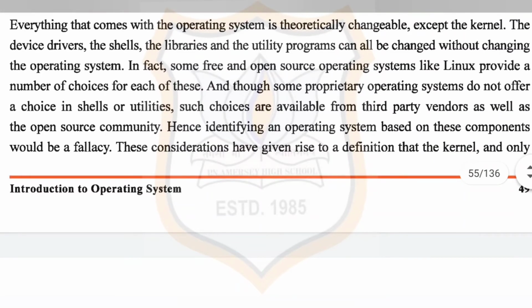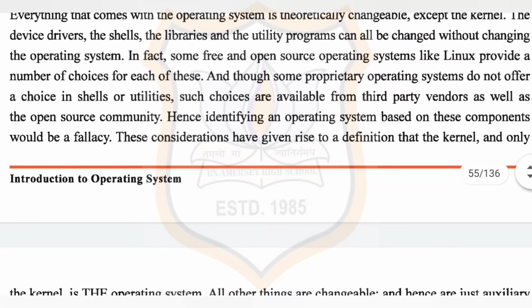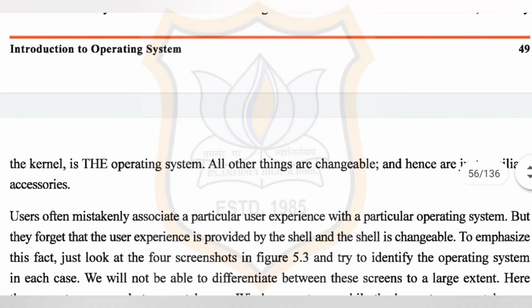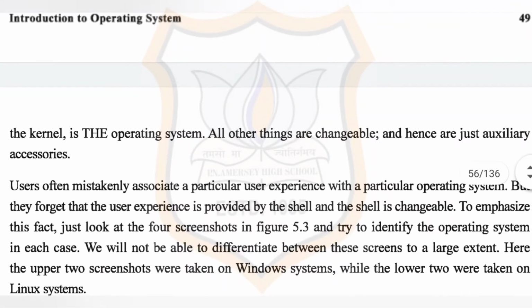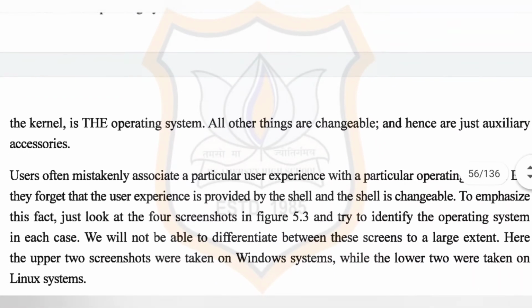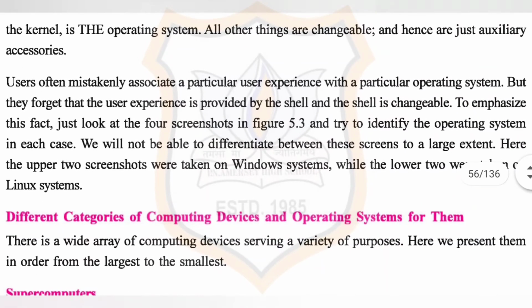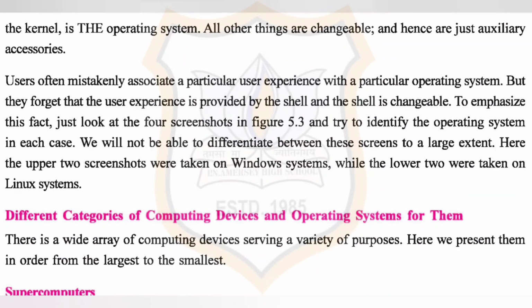Hence, identifying an operating system based on these components would be a fallacy. These considerations have given rise to a definition that the kernel and only the kernel is the operating system. All other things are changeable and hence are just auxiliary accessories. Users often mistakenly associate a particular user experience with a particular operating system, but they forget that the user experience is provided by the shell and the shell is changeable.